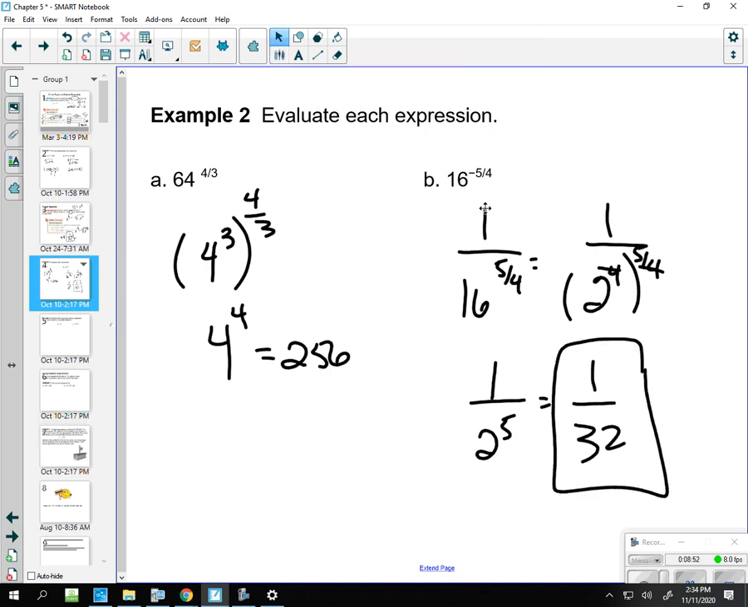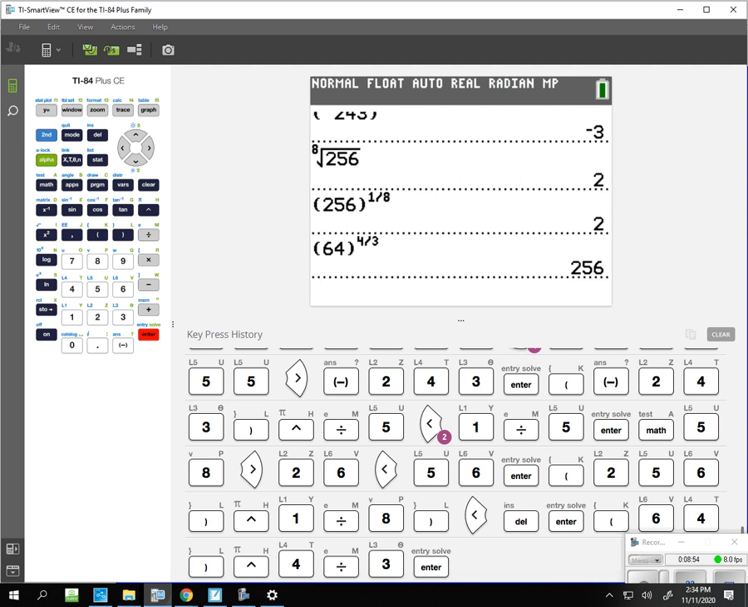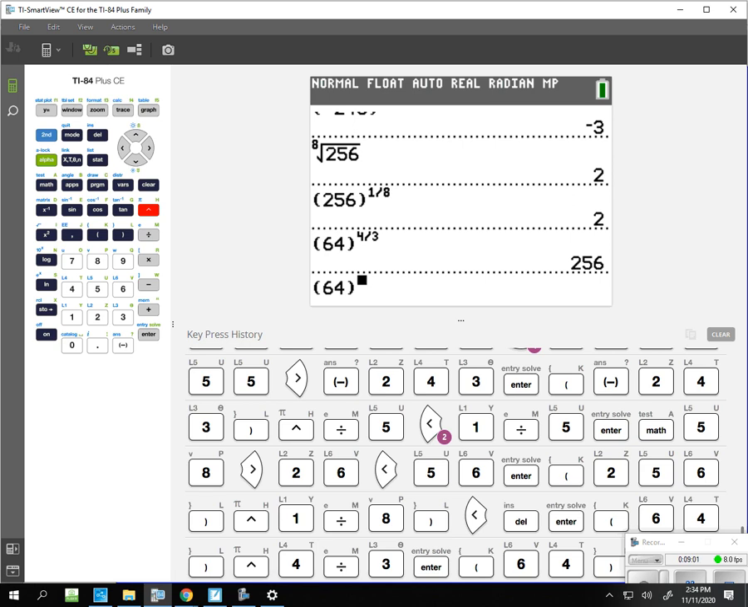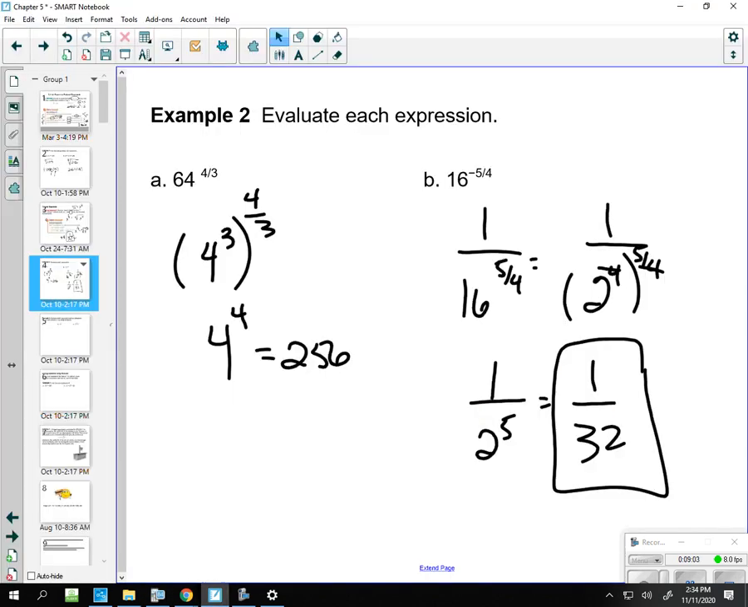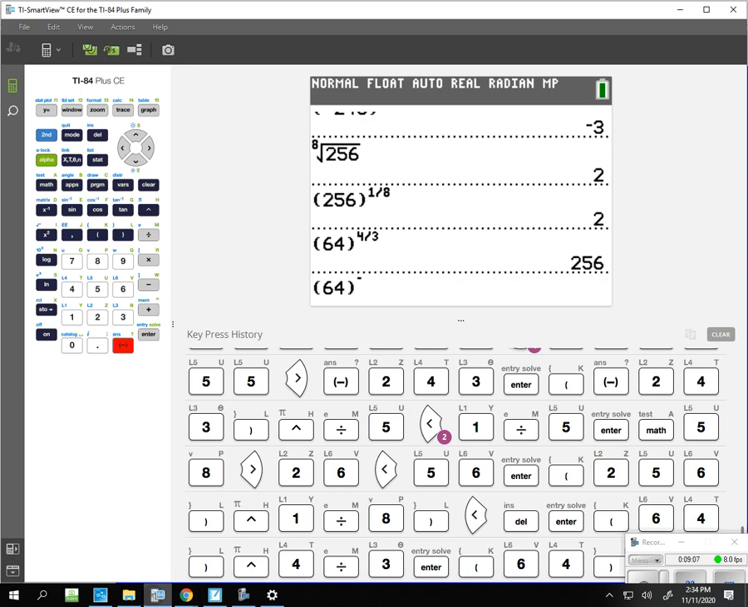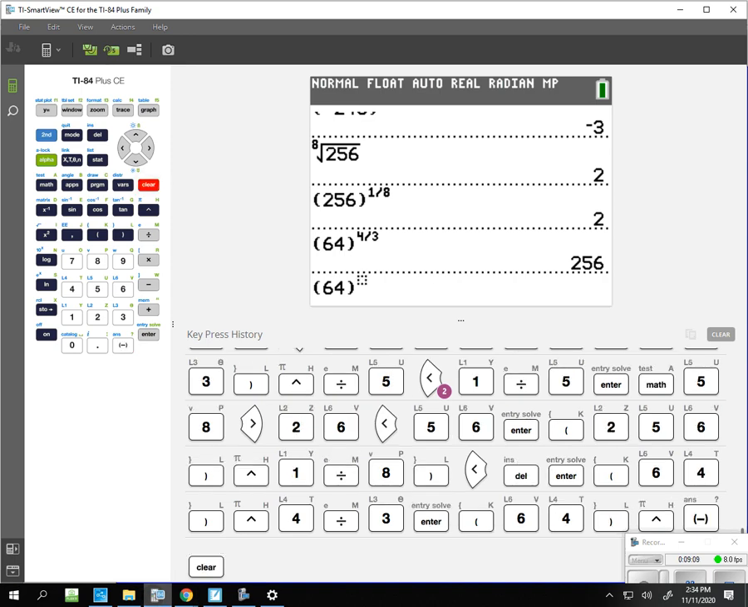Now, let's see if my calculator says the same thing. So I believe it was 16, sorry, raised to the negative, make sure you use the negative sign. So 16 raised to the negative 5/4.